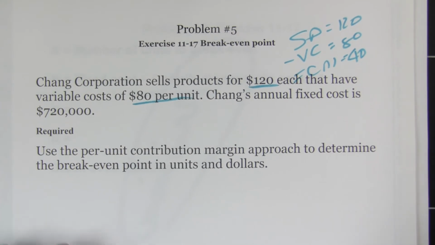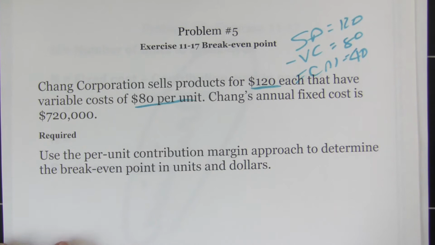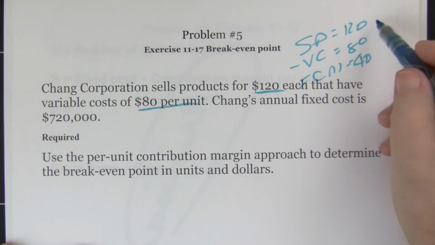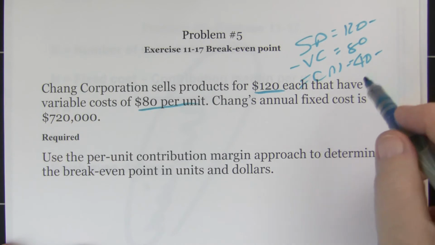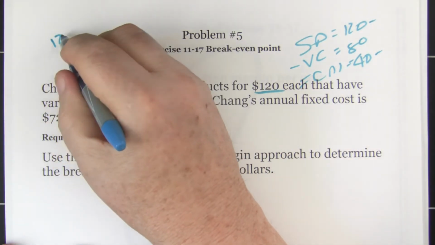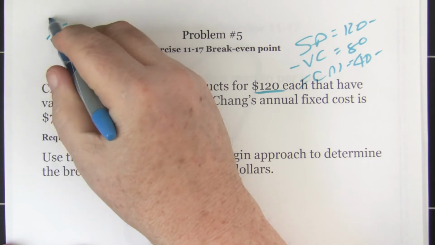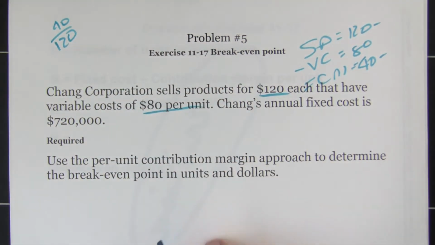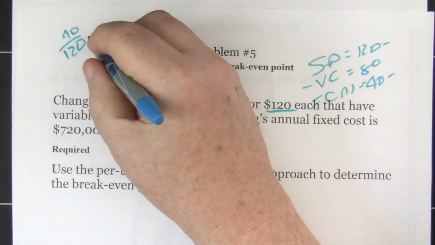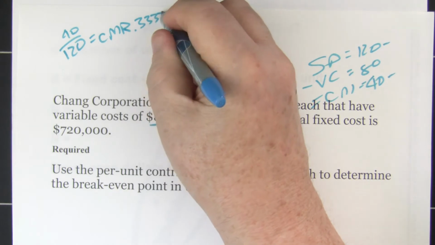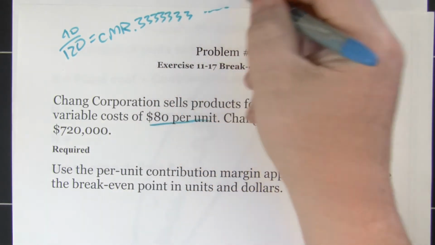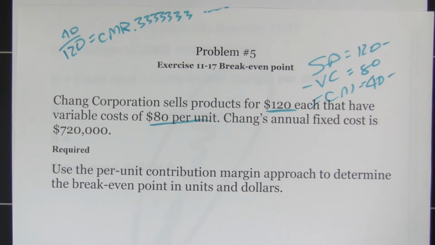And while I'm here, I'm going to do a thing called contribution margin ratio, which says what percentage of the selling price is contribution margin. So I'm going to take 120 and divide it into 40, and I'm going to find out that my contribution margin ratio is 0.33333. Okay? Now we have all the information we need.